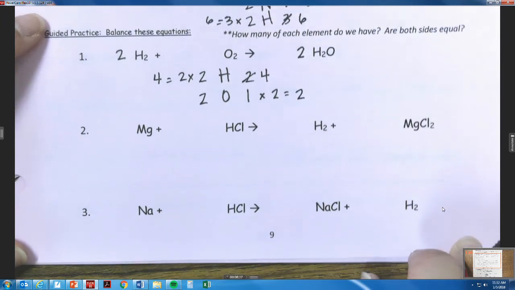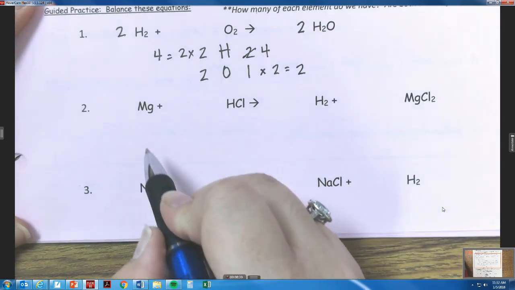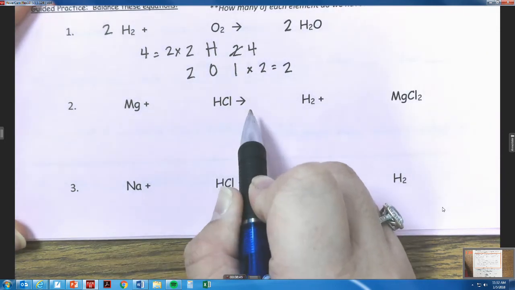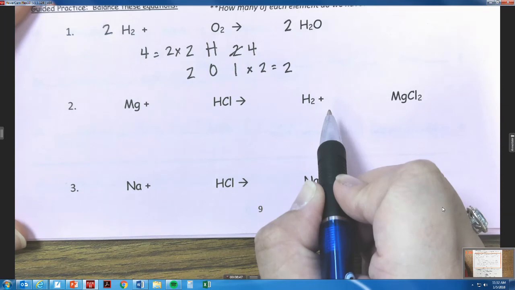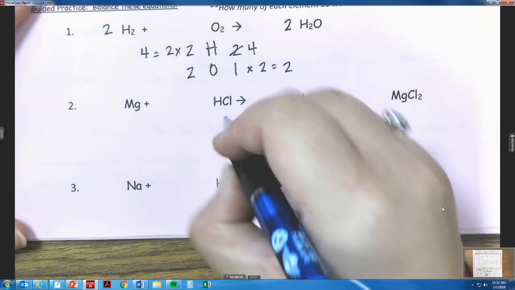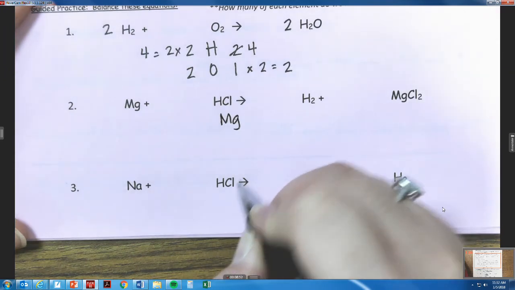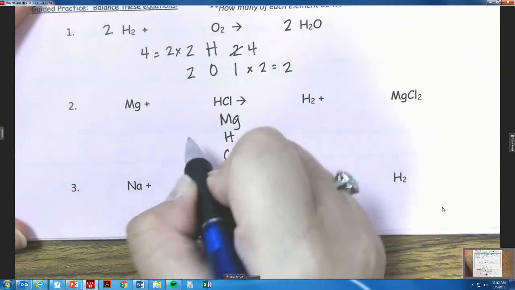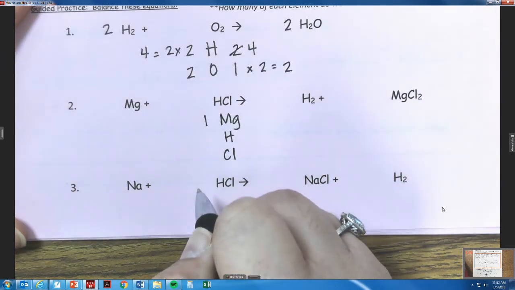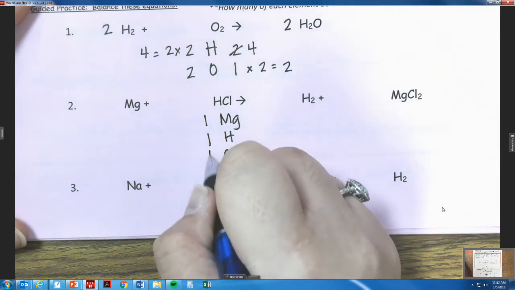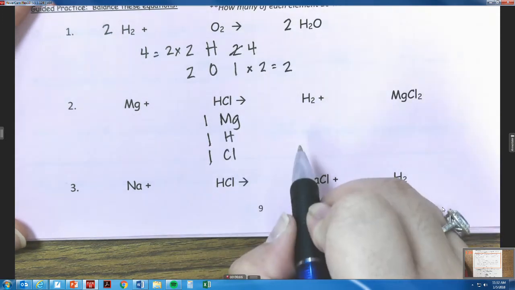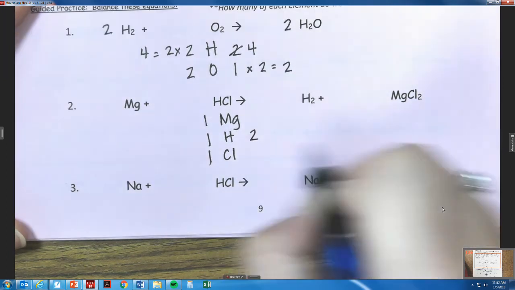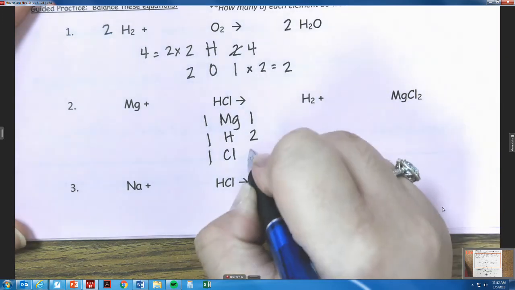Okay, so moving on to number 2. I have magnesium plus HCl yields H2 plus magnesium chloride. So I have magnesium, I have hydrogen, and I have chlorine. On my reactant side, I only have 1 magnesium, 1 hydrogen, and 1 chlorine. On my product side, I have 2 hydrogens, 1 magnesium, and 2 chlorines.